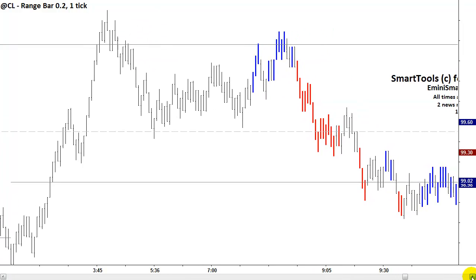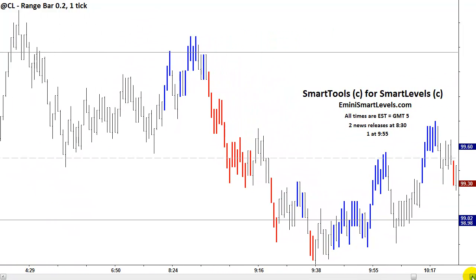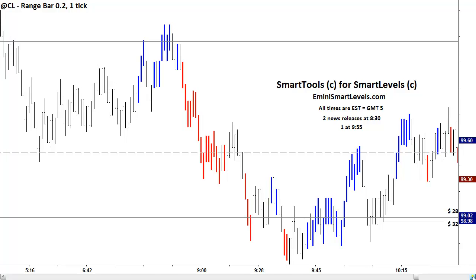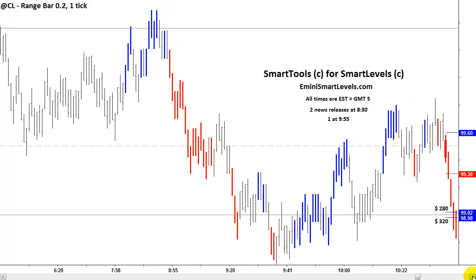And given the fact that there was news today, two news releases at 8:30, I would have been looking to trade the 0.1 chart on the long side in this time area here, had I been around. However, I was not. But this would have been a great area to take long trades from.